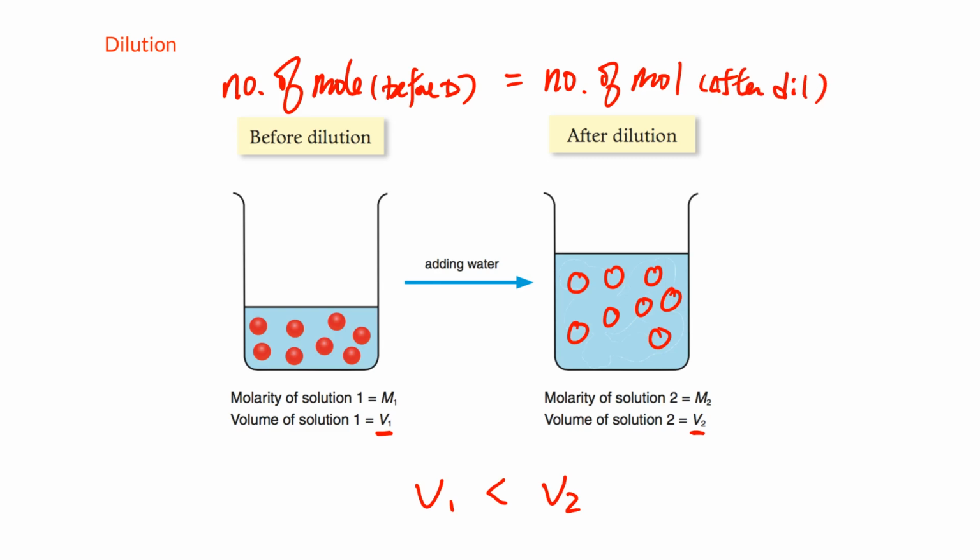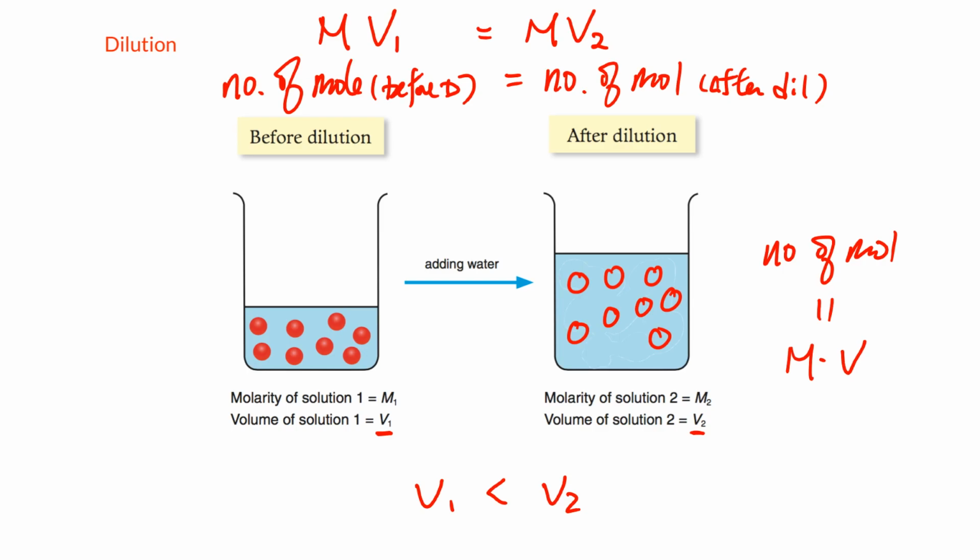We also learned that number of moles equals M times V. Therefore we know that MV equals MV. To distinguish before and after, we use numbers. V1 and V2 mean the volume before dilution and after dilution, and the molarity too, because we know that after we add water in it, the molarity will also change. So therefore we have M1 and M2 as well.